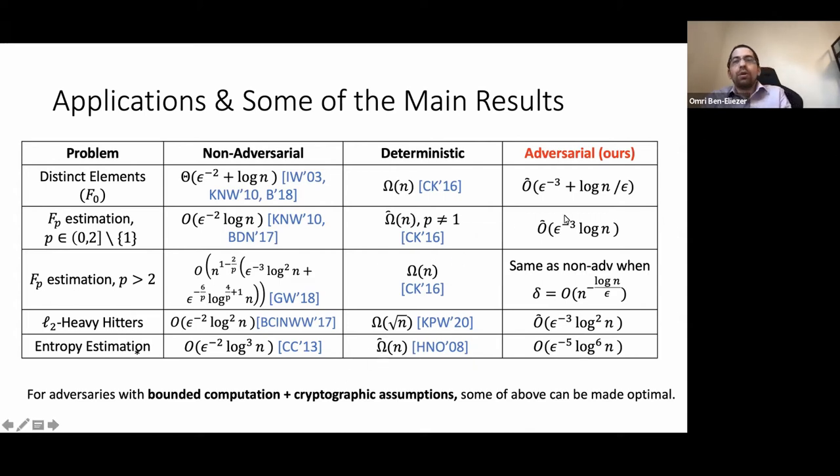And actually, in some cases, the adversarial methods can match the non-adversarial ones. One example that we are able to show is that if you take a hashing-based, optimal non-adversarial technique, and you ensure that the hash is cryptographically secure, so if you make some standard cryptographic assumptions, then the adversary is computationally bounded, and you get the optimal bound for non-adversarial randomized algorithms.